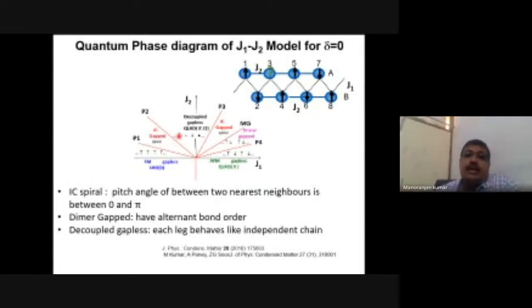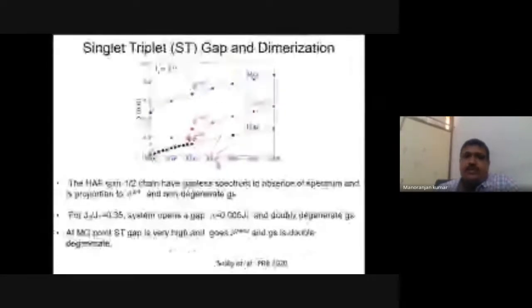Okay, and if you keep cranking up from this direction, the J2, you go from the ferromagnetic state, and then the incommensurate gap phase, and so on. Finally, if J2 is very strong, then you land up in the decoupled gapless phase.